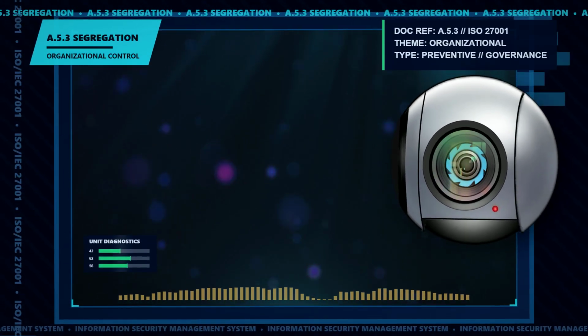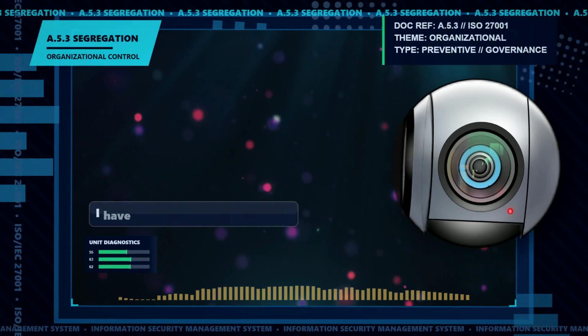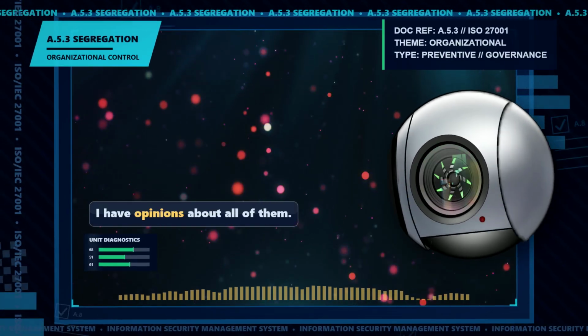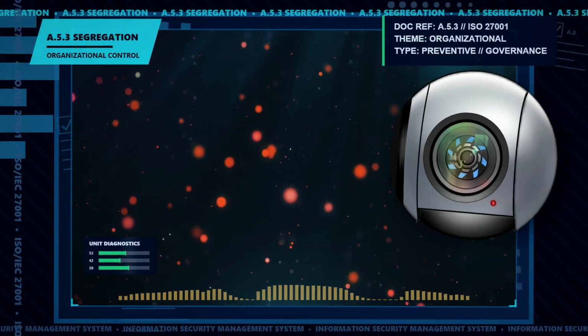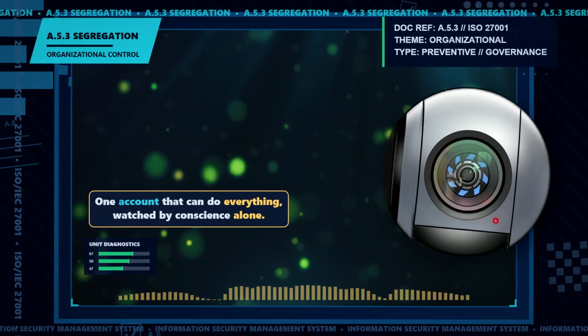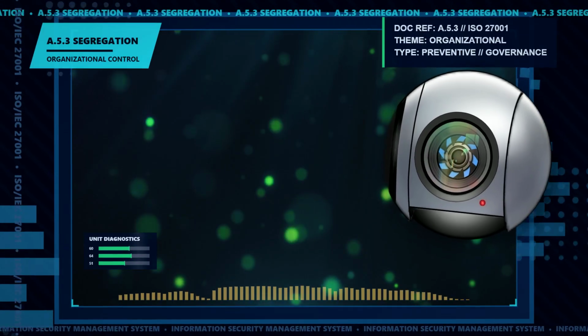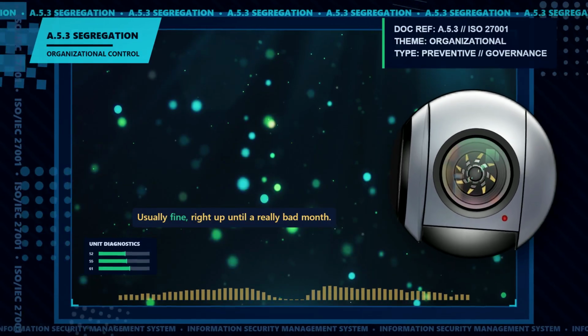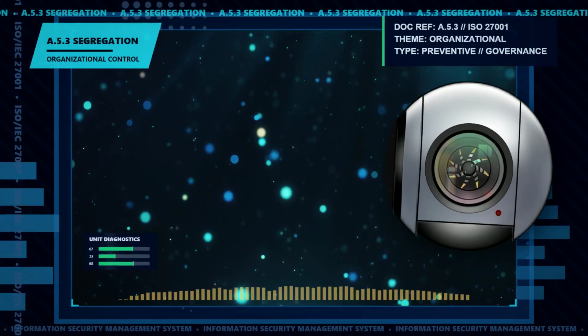Let me name the failure modes because there are 3 and I have opinions about all of them. Failure 1. God access with no witness. One account that can do everything, and the only monitoring is that person's own conscience. The conscience is usually fine, right up until the week it is having a really bad month.